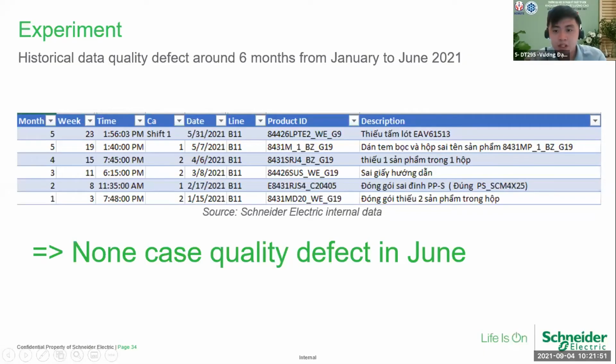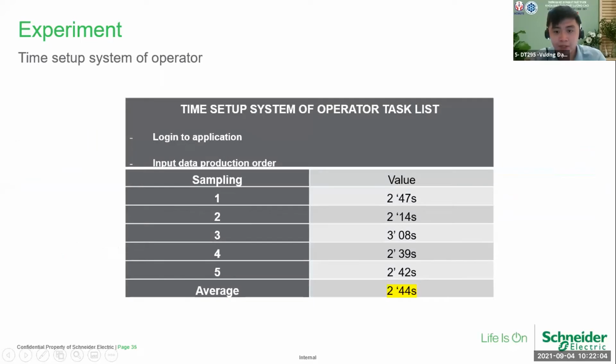After deploying and monitoring the system during the month of June, the exported data shows no quality defects in the packing process. Conclusion: the system prevents the issue of missing bags. The changeover time to set up the system by the operator averages 2 minutes and 44 seconds, compared with the manual process average of 10 minutes. The changeover time is reduced by around 7 minutes.